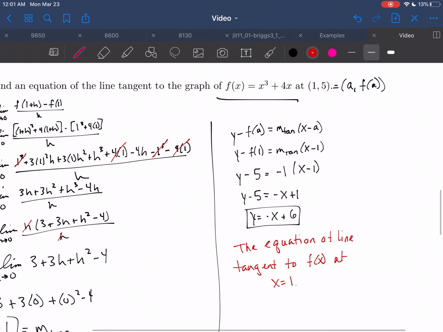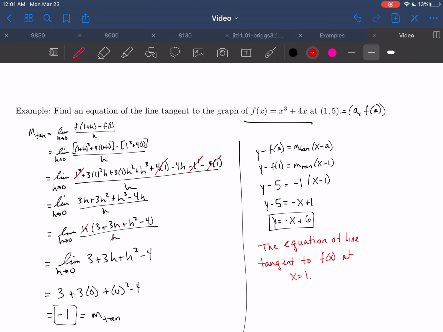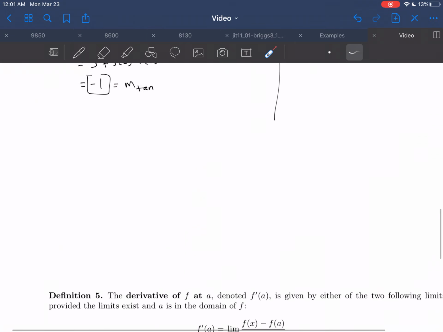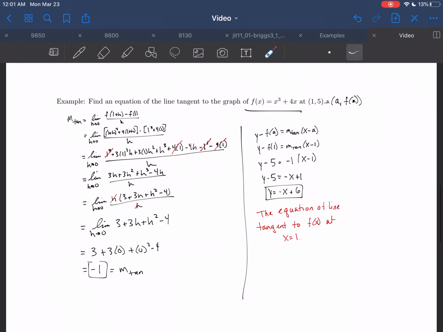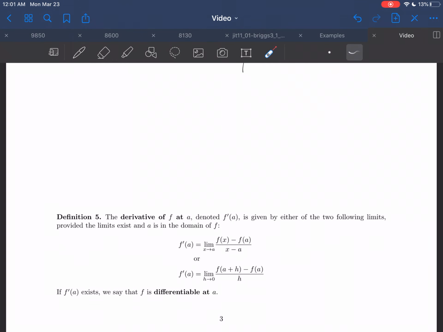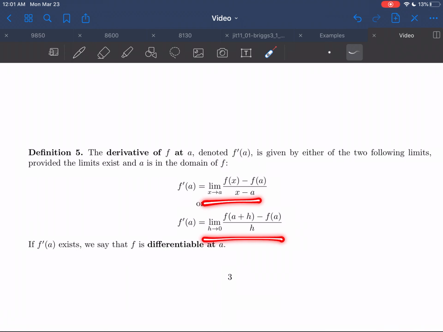So there's a different method to finding our m tan. If we would have used the original method we had for finding m tan, it would have given us the exact same answer. Now, we've defined our instantaneous rate of change 2 different ways, right? We defined it using the a and we defined it using the h. Well, now what we can look at is the derivative.